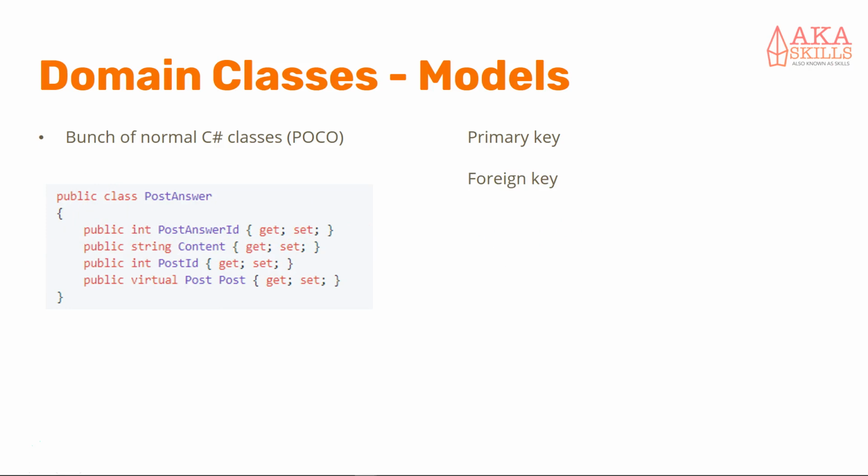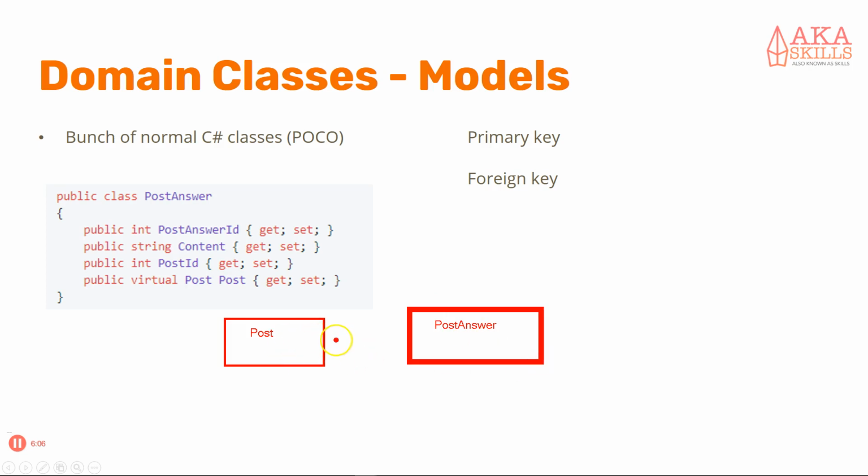The next thing is the foreign key. So obviously here we got some relation. We got Post, which is one table, and we got PostAnswer, which is another table. Each post, one post, can have multiple post answers. Inside Post, what I'm going to have will be an ICollection of PostAnswer. And inside PostAnswer, I need to say that I have PostId.